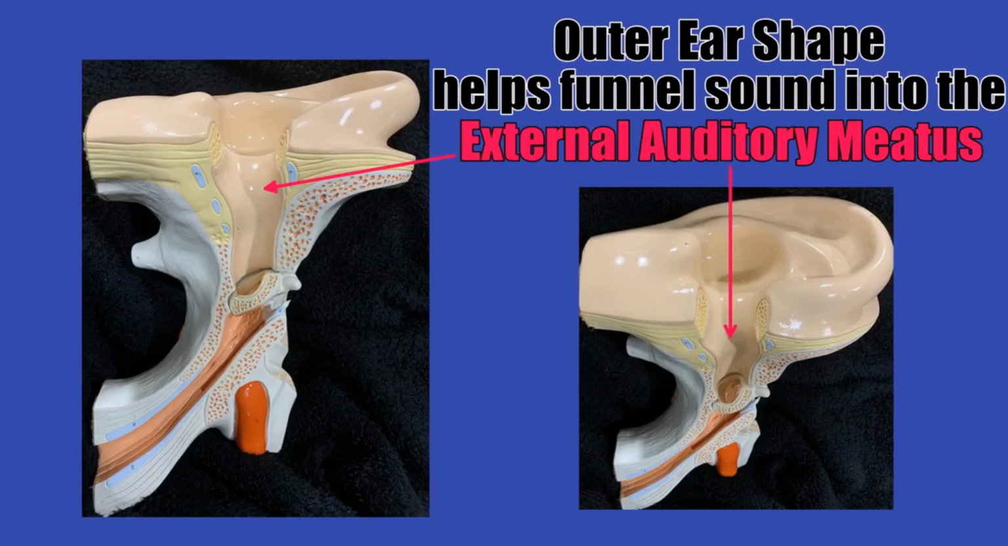You also can see that if we flip it to its side, it will look like a funnel. And this is showing you that it can funnel the sound into the external auditory meatus from the pinna, which is also known as the auricle.